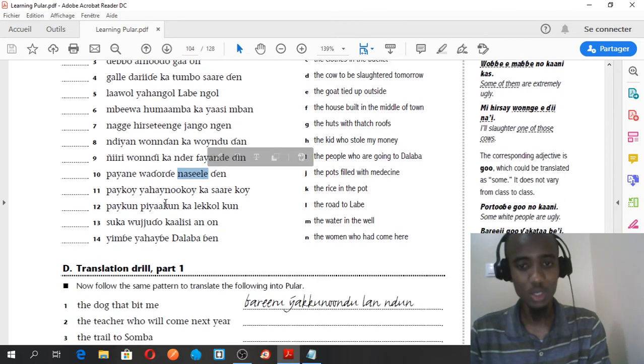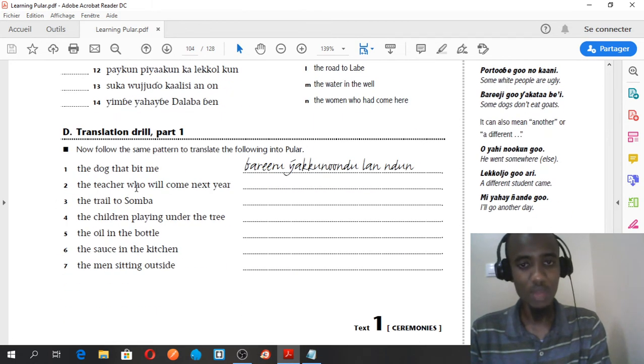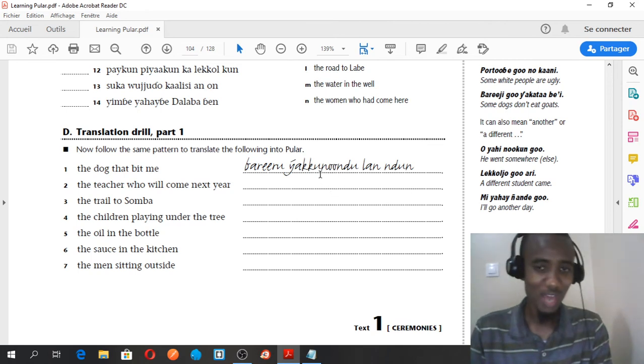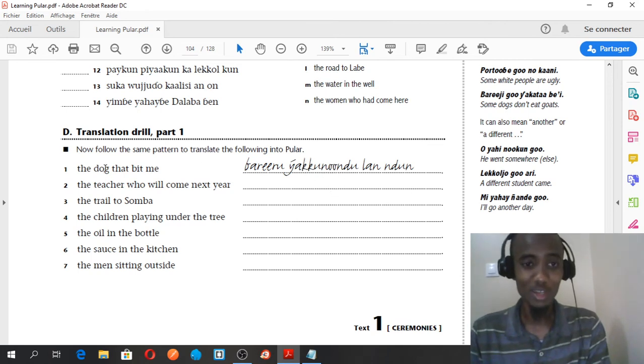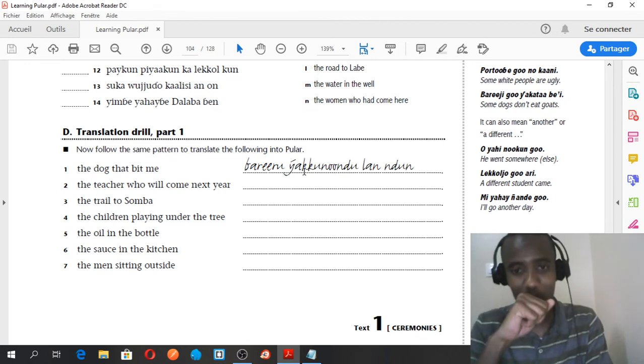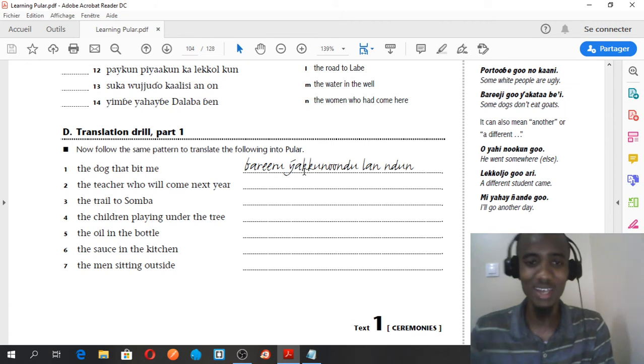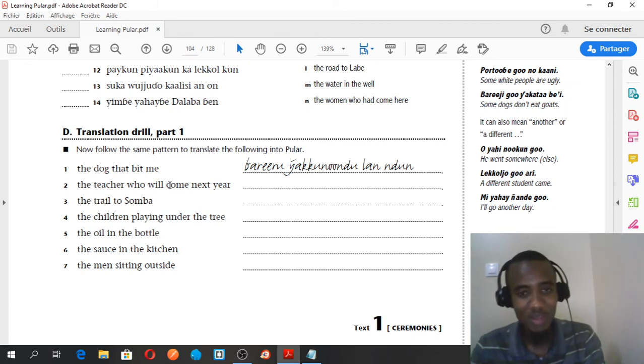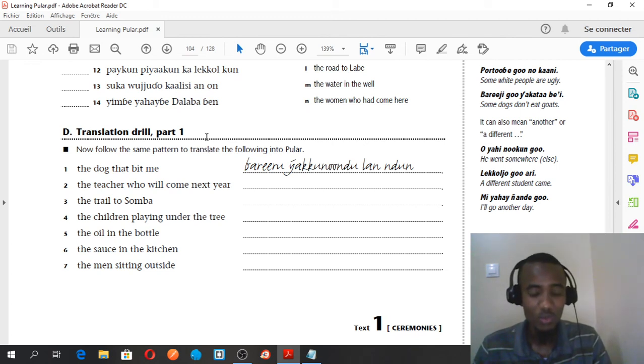Nasi, nasere. Nasere is the plural. Okay? Translation drill. The dog that bit me: bareru yaku nonu landu. Yaku means chew. The dog that chewed me, that's worse than the dog that bit me. Chewed me like you really chewed your meat, man. That hurts, really. But the dog that bit me, bareru ngatu nonu landu. Ngatugol means to bite. Okay?